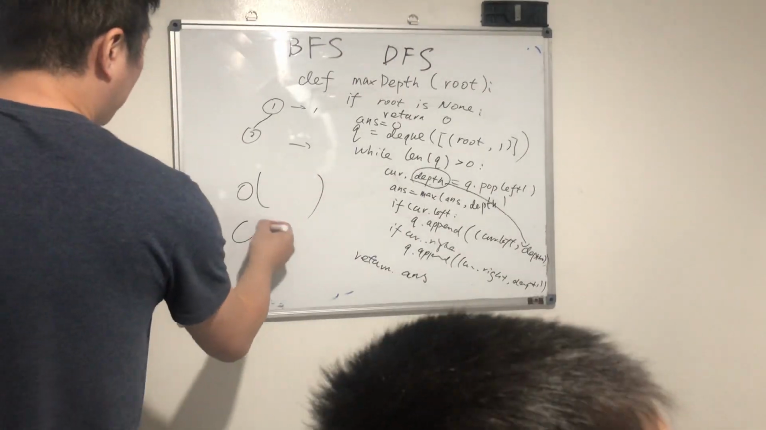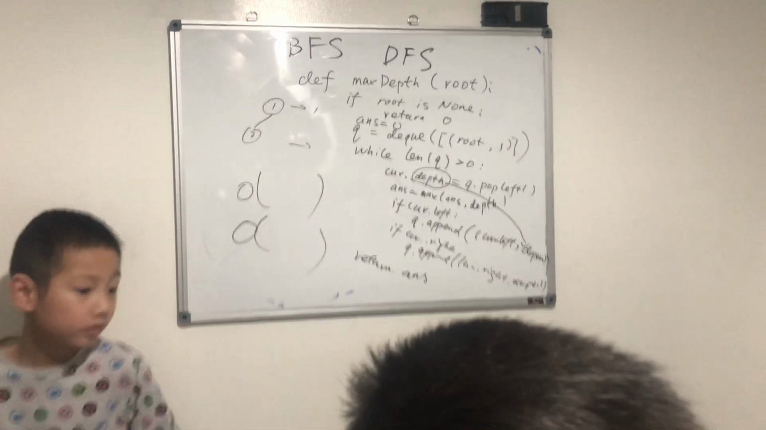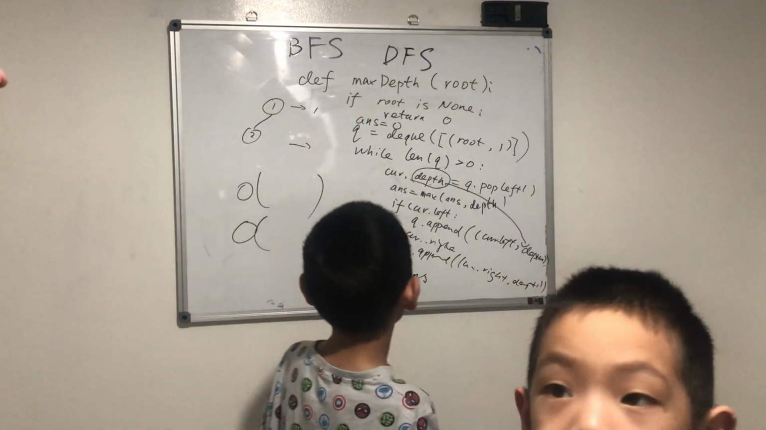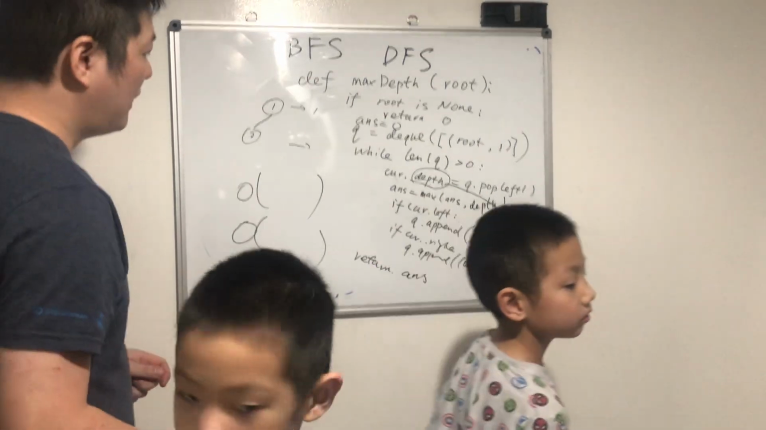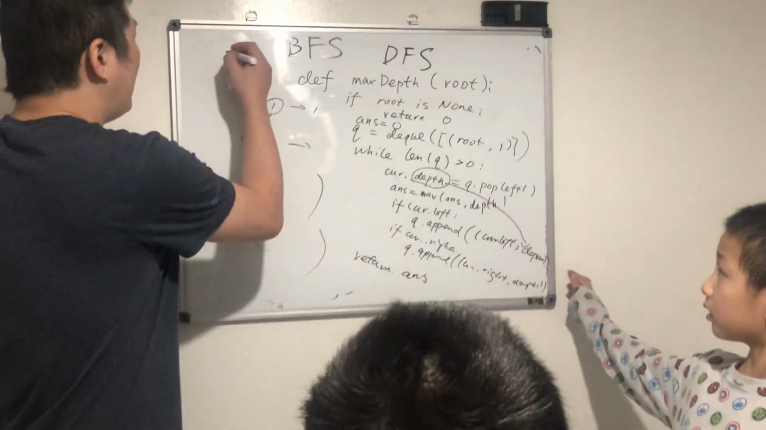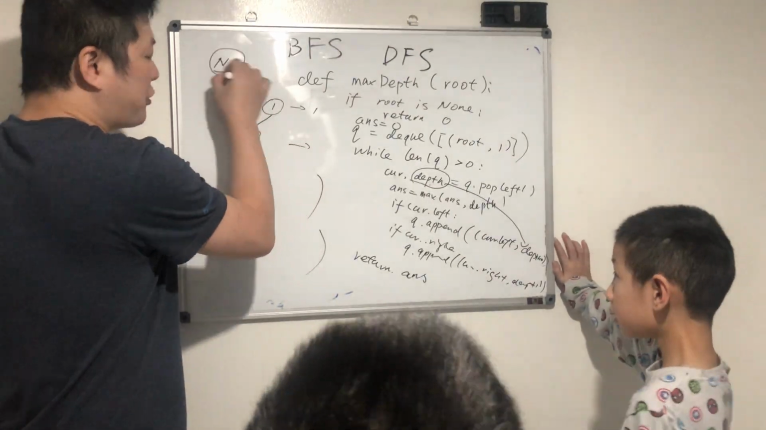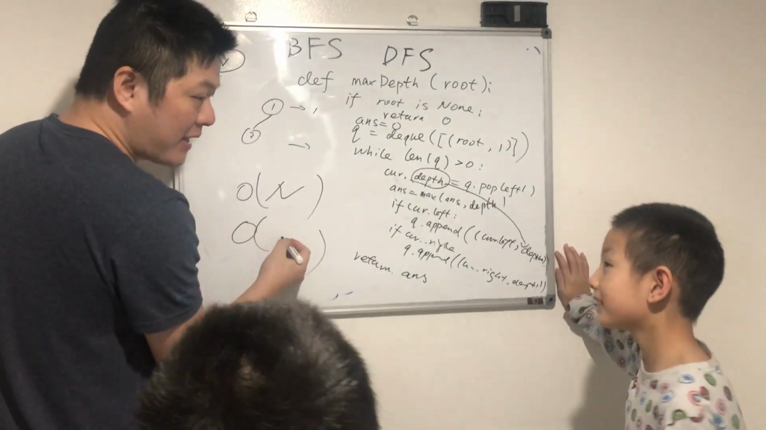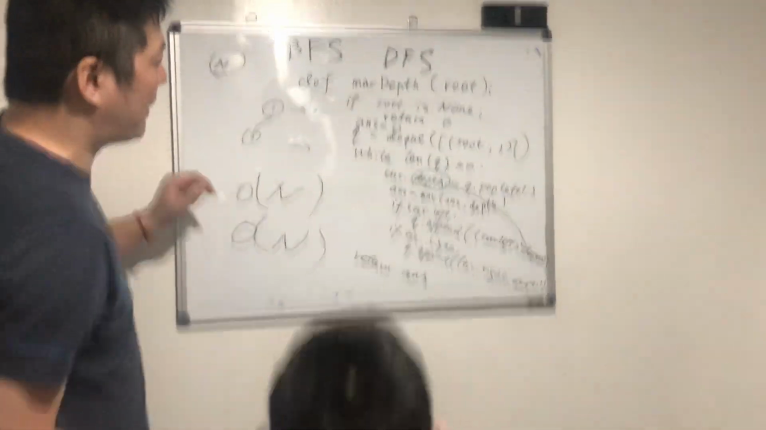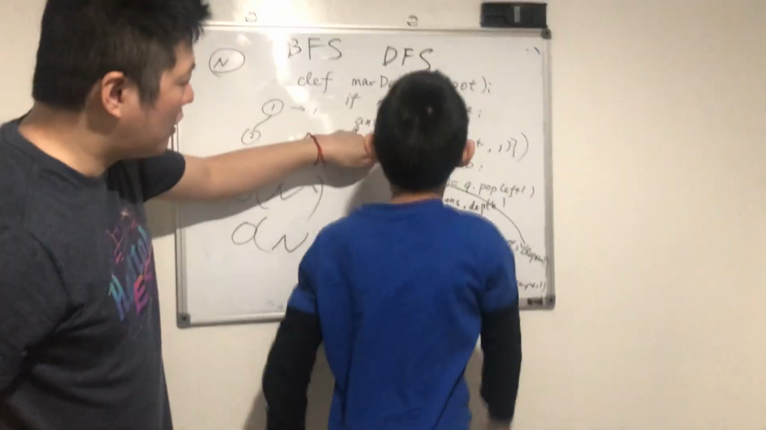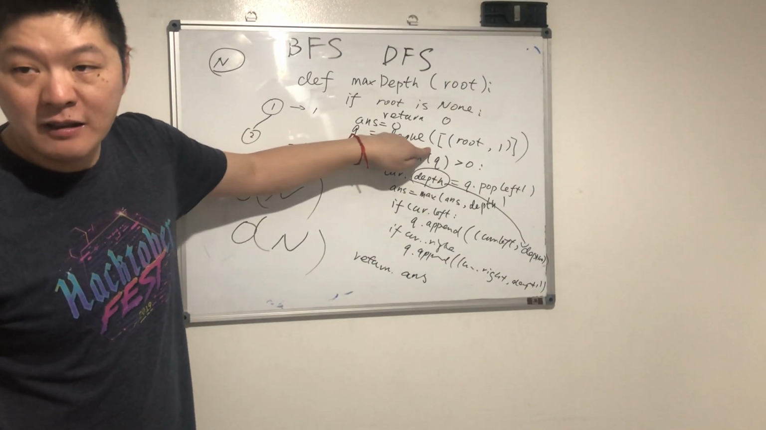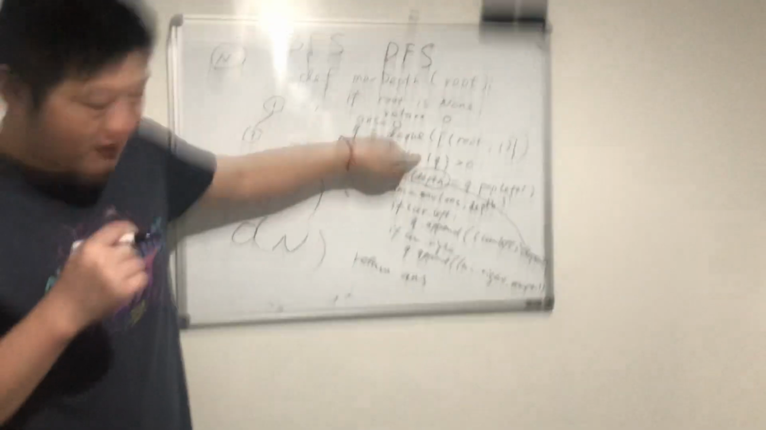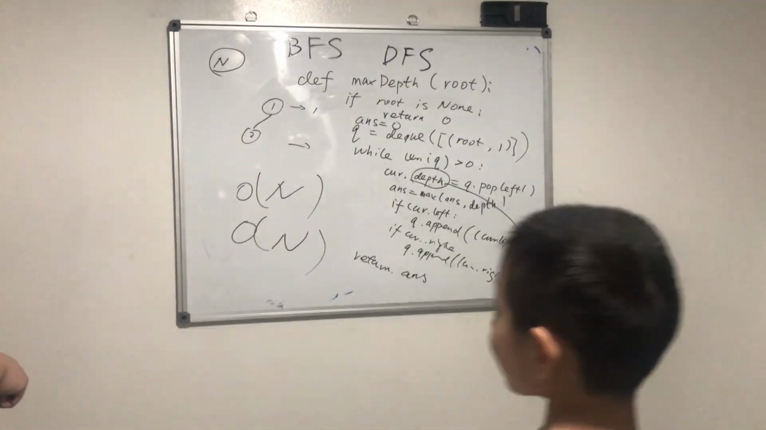What's the time complexity? What's the space complexity if there are n nodes in the binary tree? Can somebody tell me? Yes, well done. Because we're using a queue, right? Well done. Okay, so now quiz!